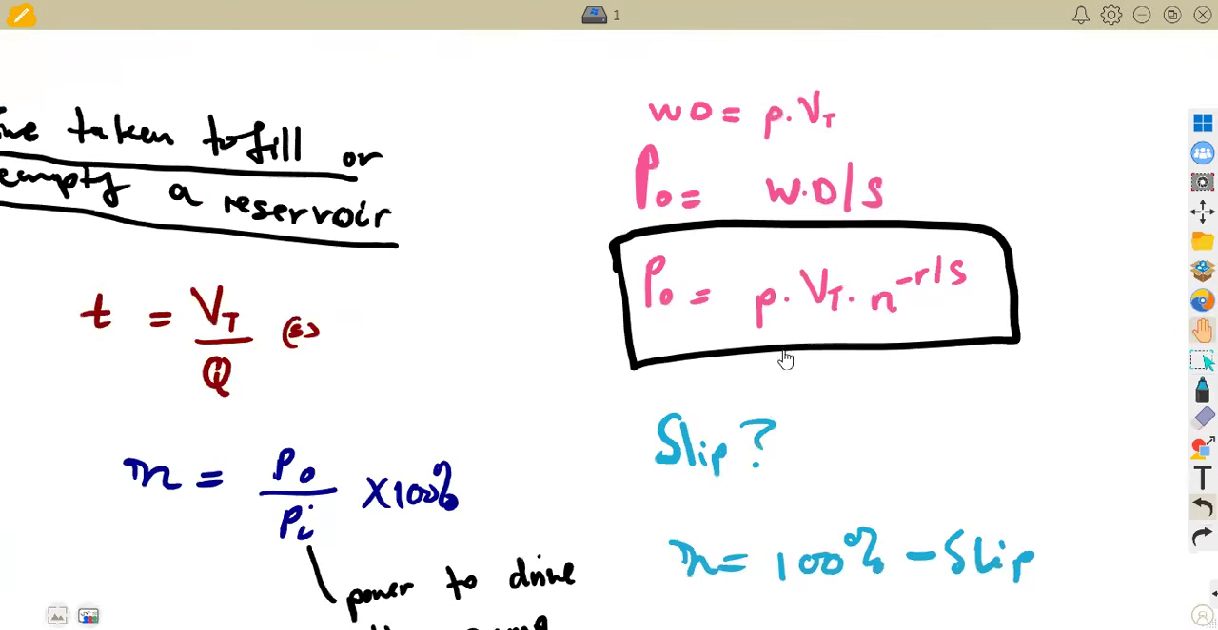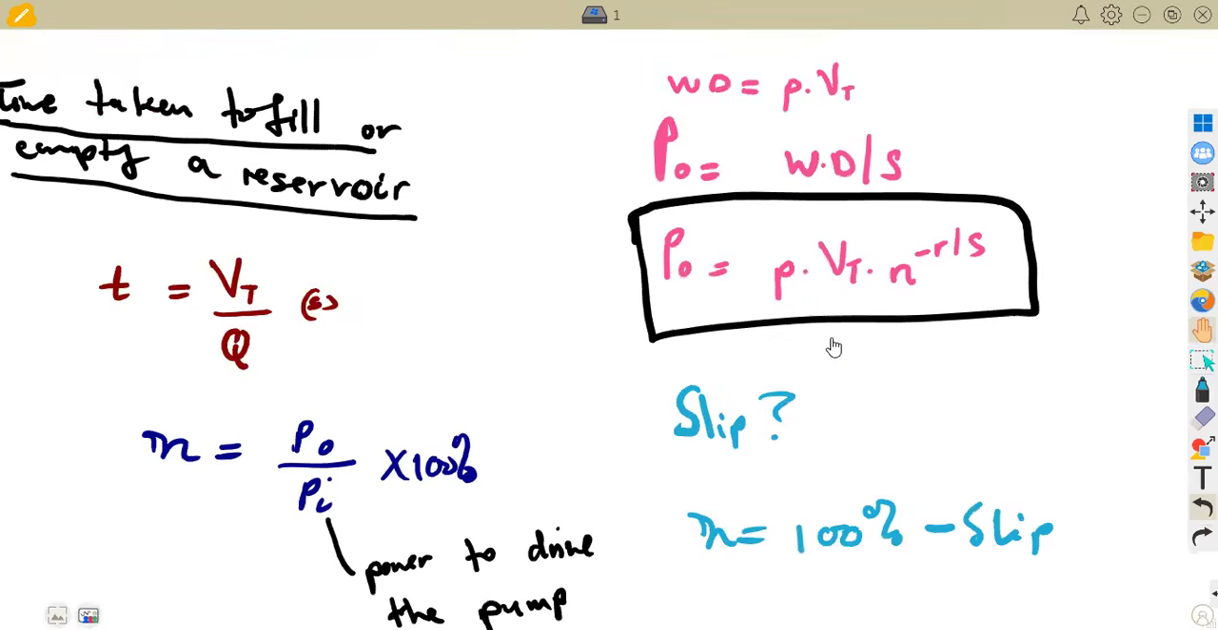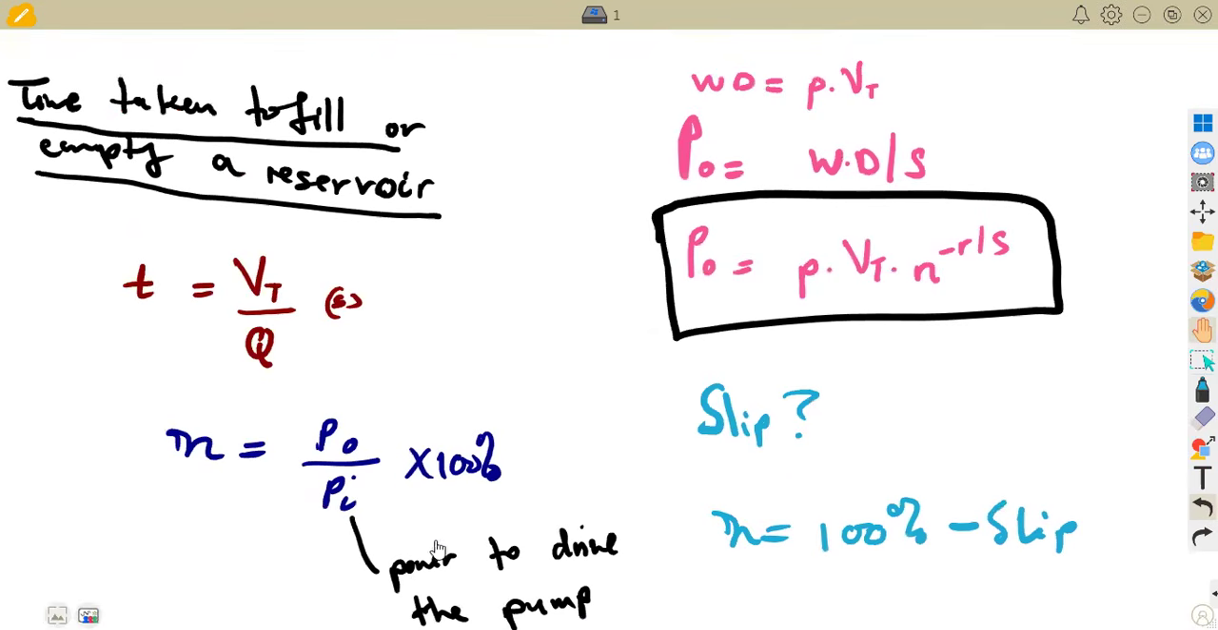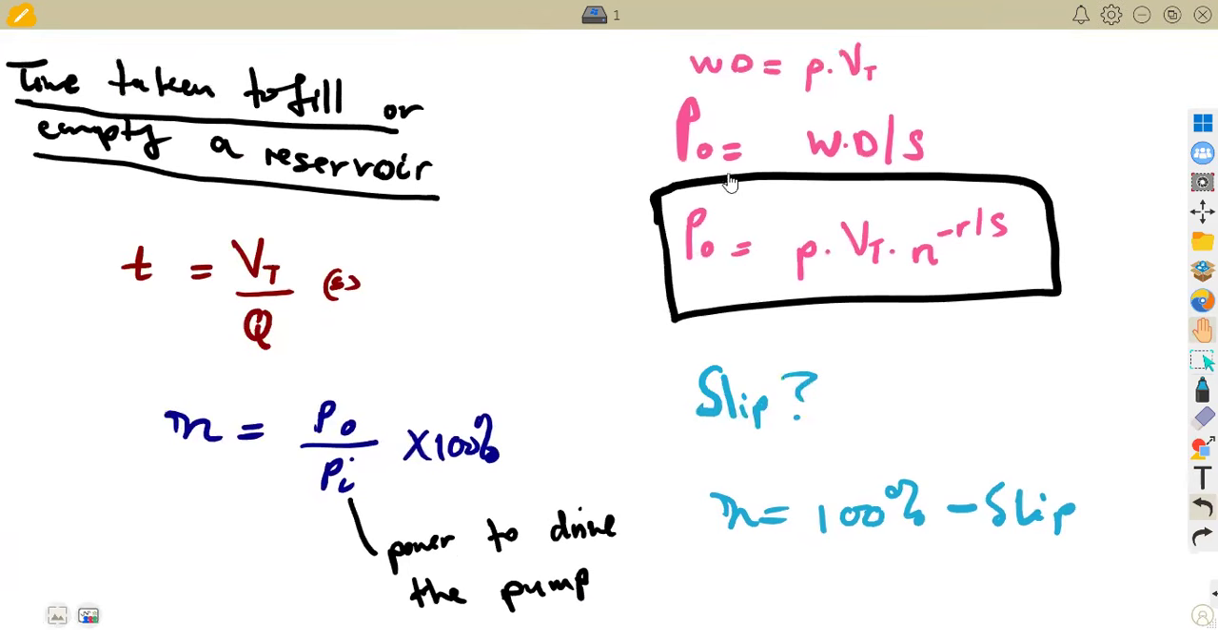And also the efficiency can extend in the calculation of power, which is power to drive the pump, from the power output, which is the one given from the work done per second. Power is work done per second. So if we can calculate work done, we just need to have per second, and to have per second, we multiply by revs per second, which is already in revs per second.